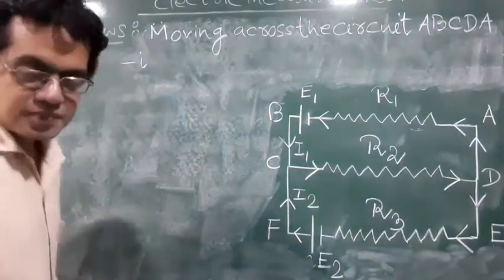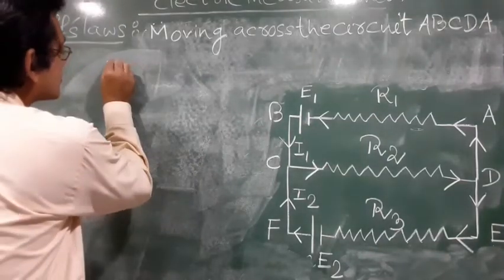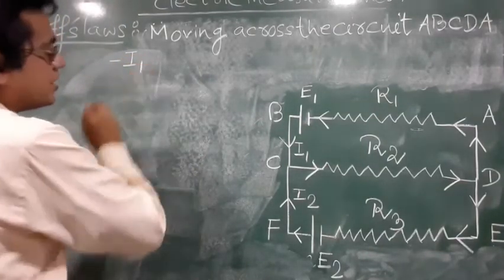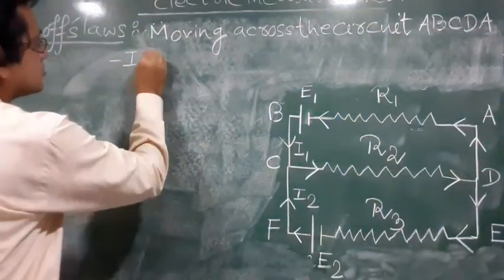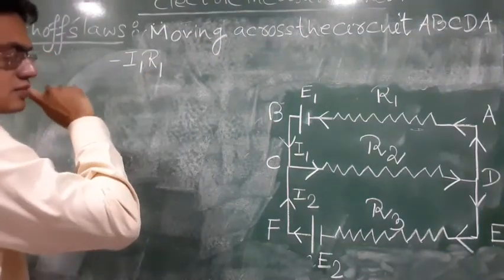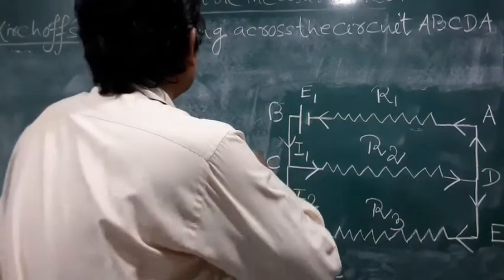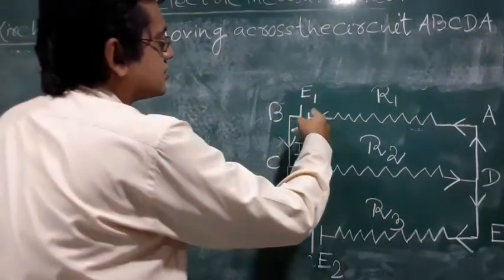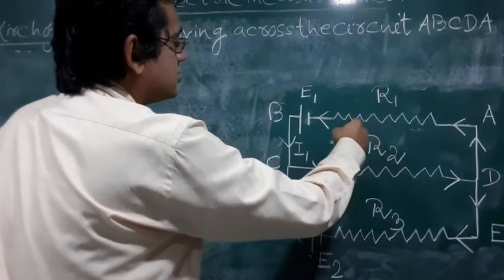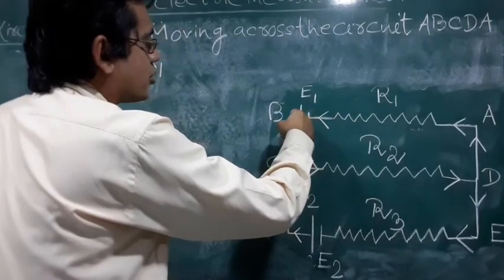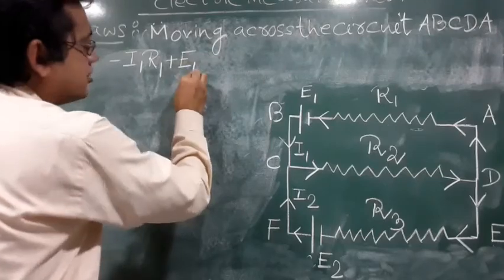I1. Minus I1. What is the resistance? R1. Minus I1 into R1, and I am moving from negative to positive, so plus E1.